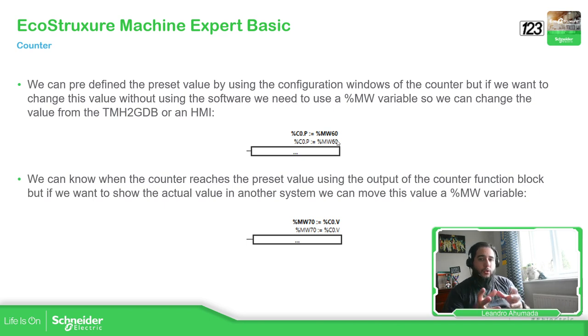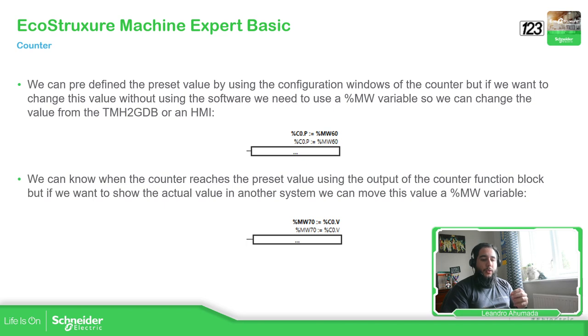In order to do that, you will need to link that percentage MW variable into the instance of the counter .P, which is P for preset. So you can configure externally, without using the software, Machine Expert Basic, the actual timer that you are using.